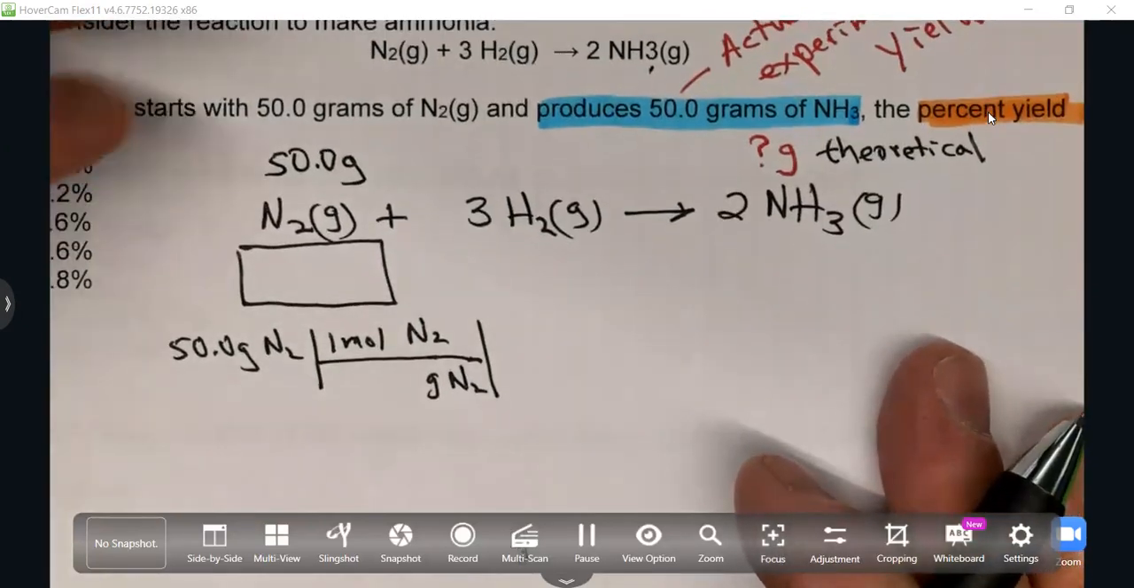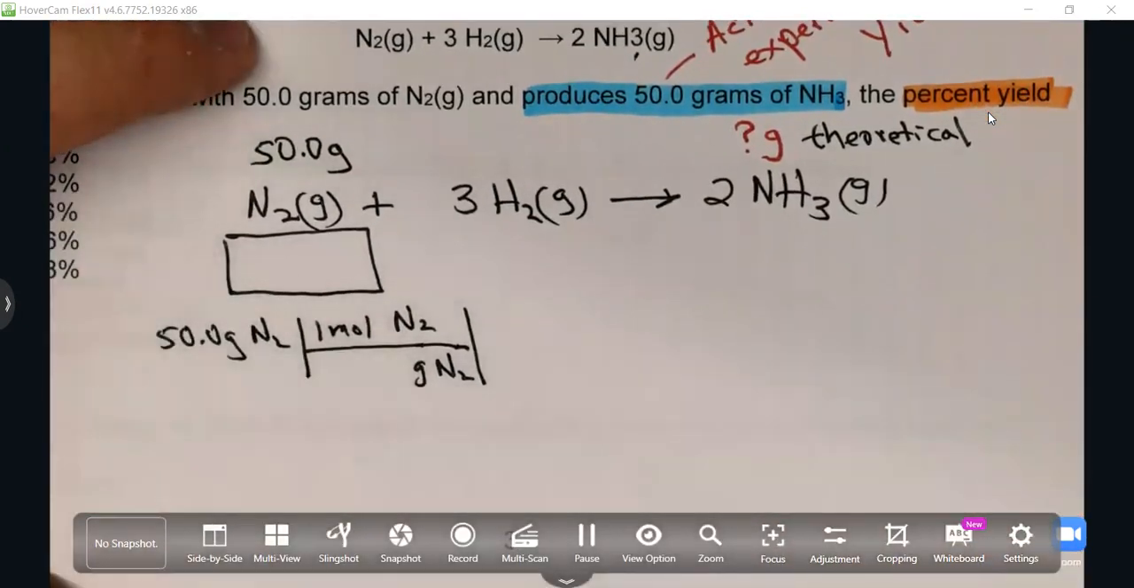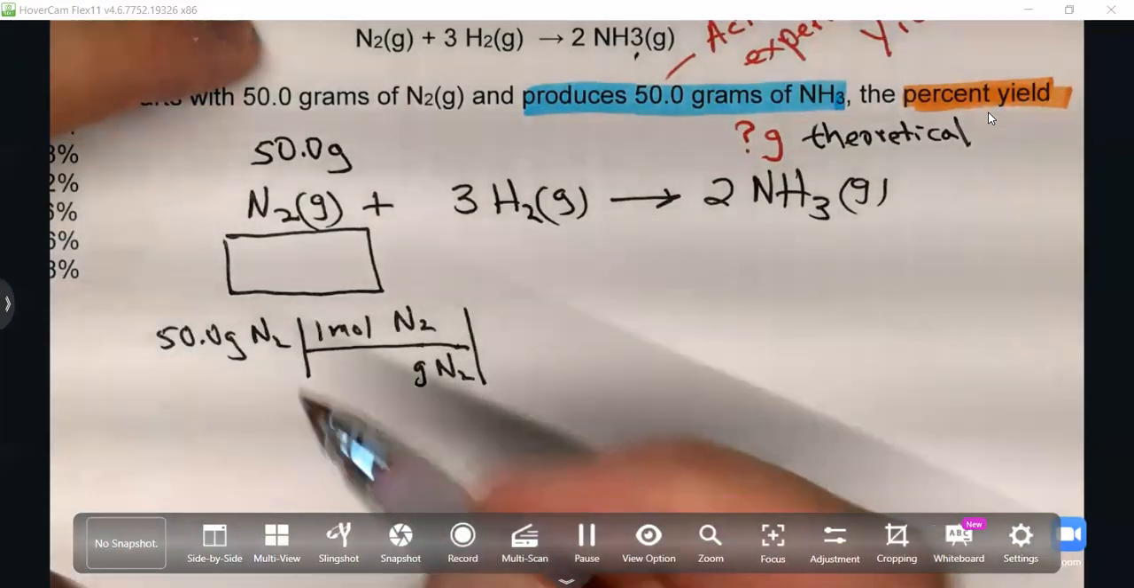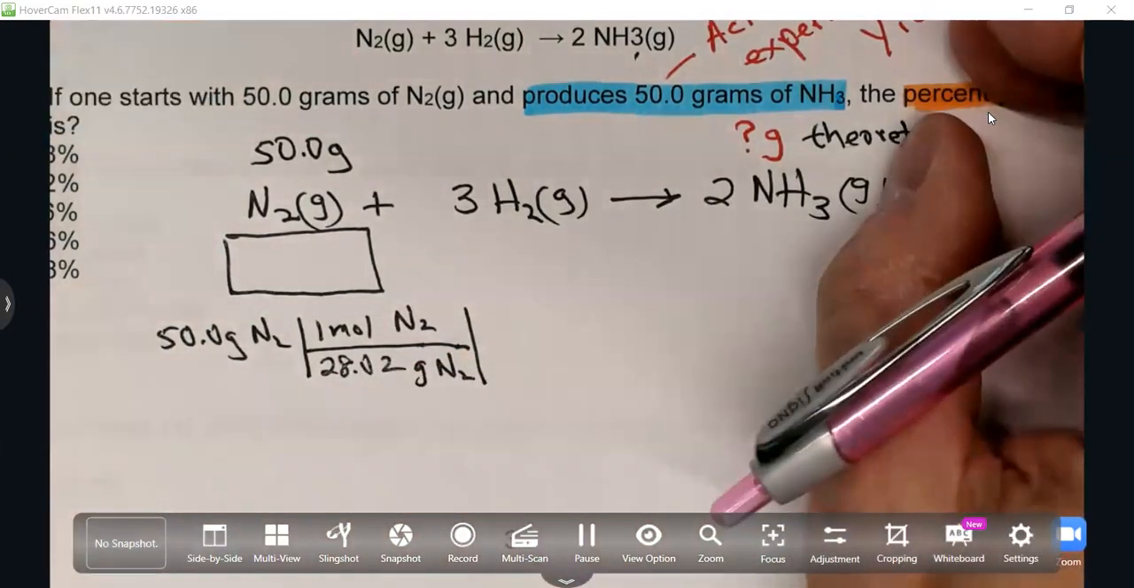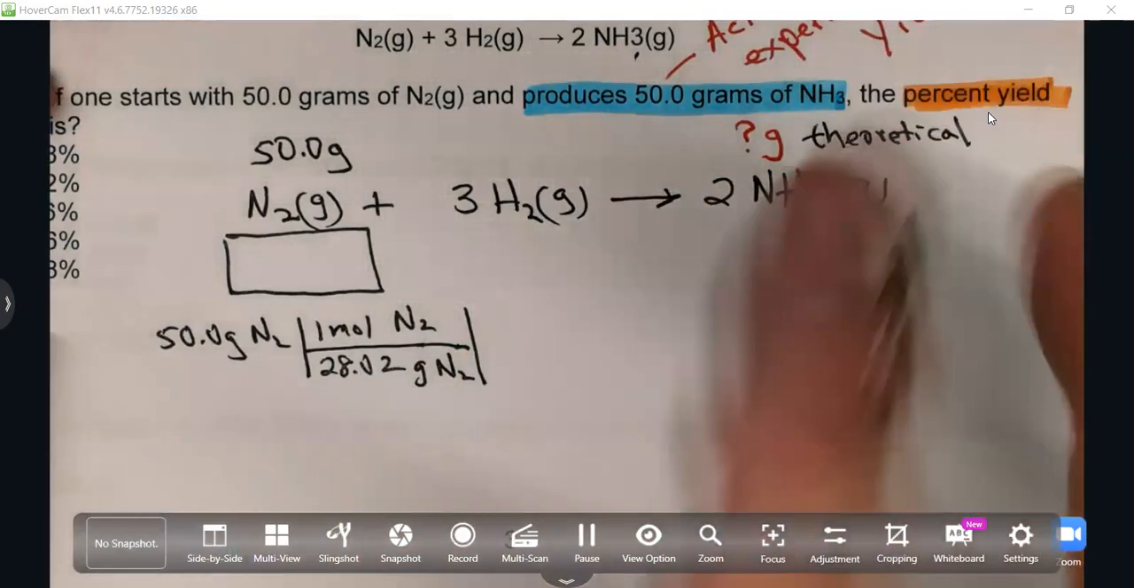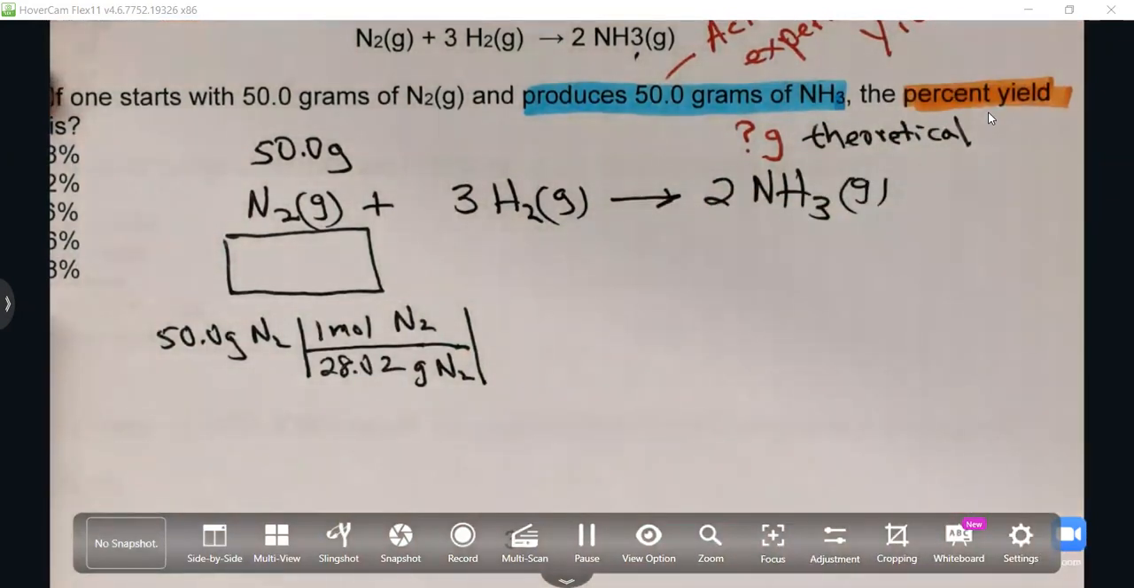How many grams of nitrogen, 1 mole of nitrogen? 14.01 times 2 because it's N2, so we get 28.02. So 50, grab your calculator. 50 divided by 28.02. That's not right.